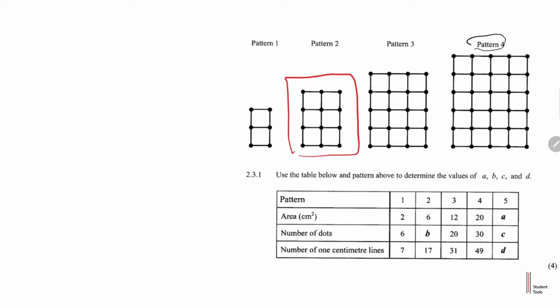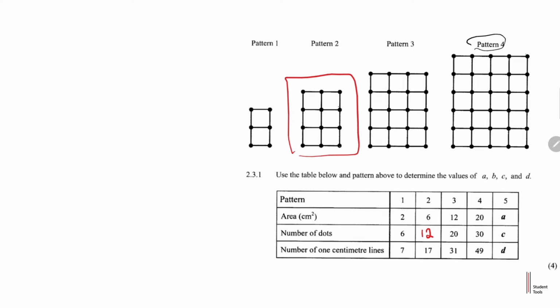So number of dots that are on pattern number 2, we have 1, 2, 3, 4, 5, 6, 7, 8, 9, 10, 11, 12. So we have 12 dots on pattern number 2. So let us write it down here on the table. We have 12 dots here. So we are left with A, C, and D, which are specifically for pattern number 5, which we do not have on the diagram. So that means we will have to use another method to get those values.